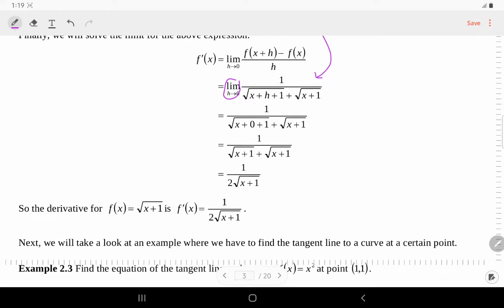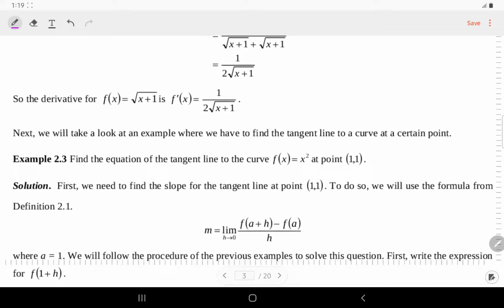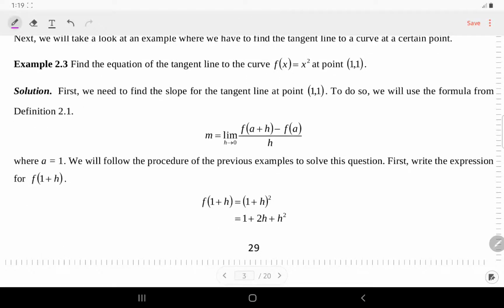Okay, now we will take a look at another example, because we want to know the relationship between differentiation and tangent line. Okay, tangent line yang macam saya explain tadi. Okay, look at example 2.3 on page 29. Okay, the question is find the equation of tangent line to the curve. Okay, this is the curve at point 1, 1.